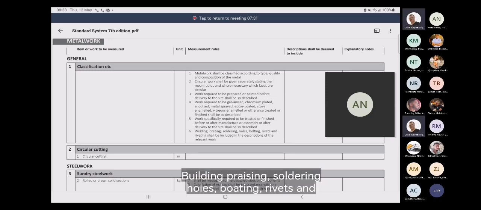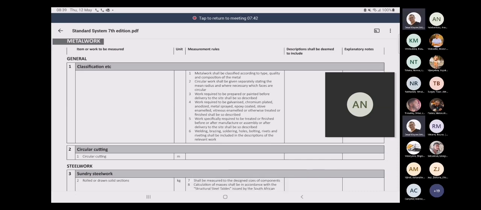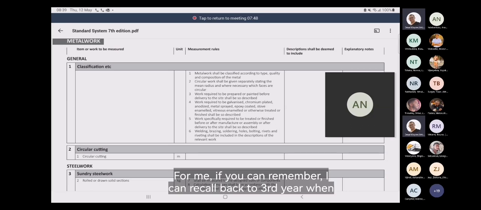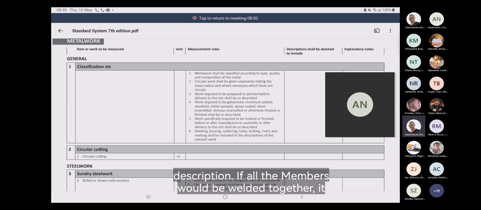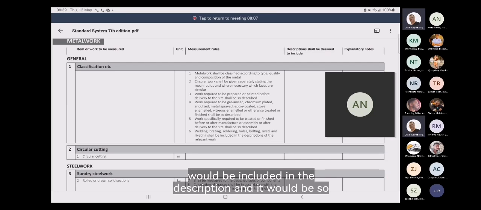Welding, brazing, soldering, holes, bolting, rivets, and riveting shall be included in the description of the relevant work. The same as for our structural steel. If you can remember, can recall back to third year when we did structural steel, especially in trusses. If the trusses were bolted, then the bolts for the truss, where the truss members would be bolted together, would be included in our description. If all the members would be welded together, it would be included in the description and it would be so stated. And the same with our metal work here.